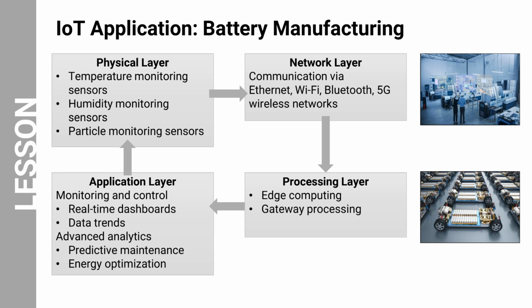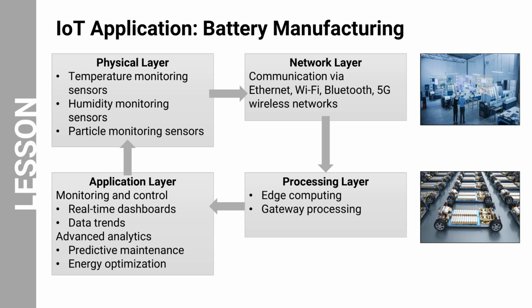This multi-protocol network ensures real-time data transmission from the sensors to the processing systems, with built-in redundancy to prevent data loss or system downtime. In the processing layer, edge computing and gateway processing units handle the immediate analysis of sensor data. Edge computing devices perform real-time processing of environmental parameters, while gateway processing manages data aggregation and protocol conversions. This layer acts as the bridge between raw sensor data and actionable information.